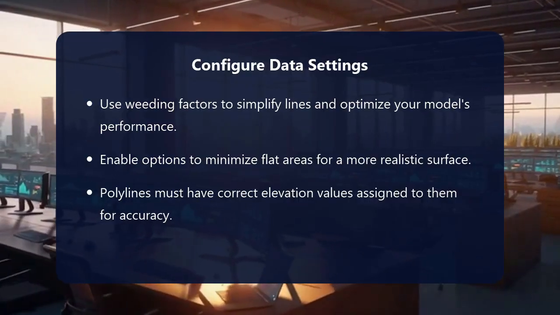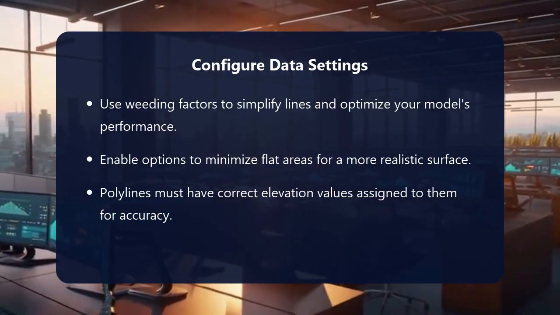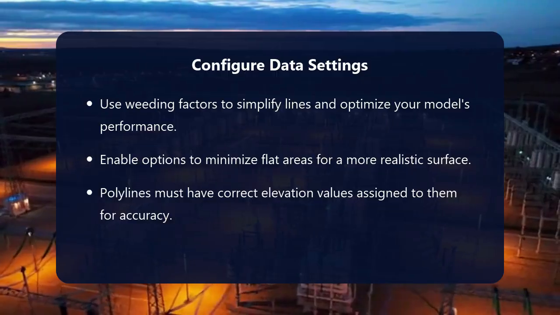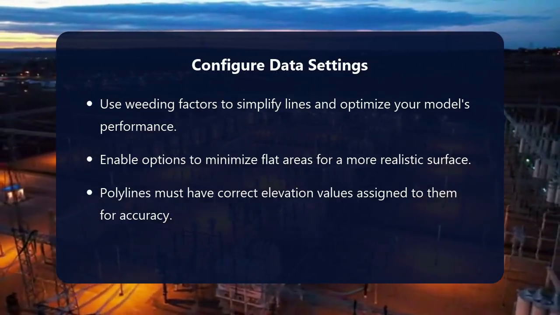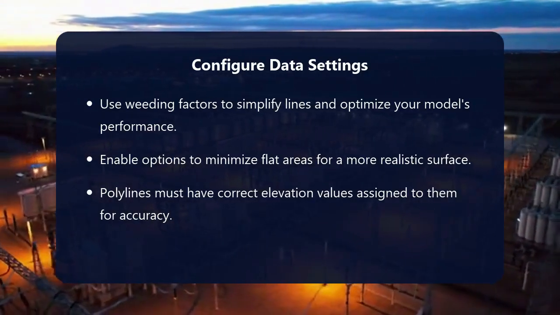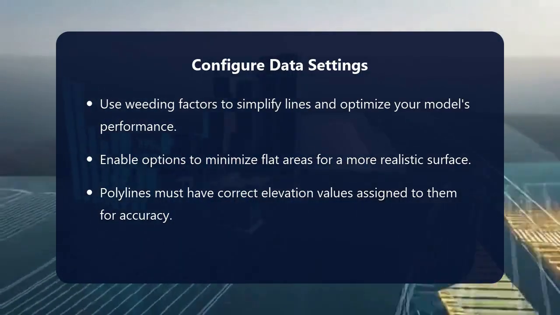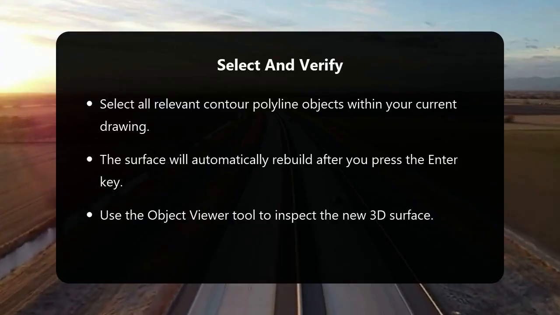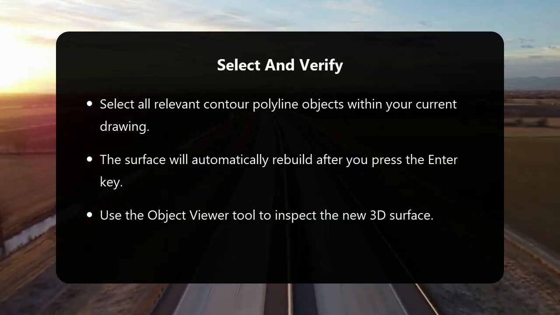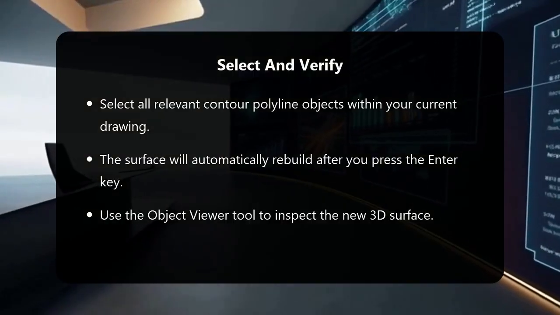Civil 3D will then close the dialog box and prompt you at the command line to select the objects. At this point, you will select all the polyline objects in your drawing that represent your contours. It is absolutely critical that these polylines have the correct elevation values assigned to them. If they are 2D polylines with a z-value of 0, your surface will be flat and incorrect. Once you have selected all the relevant contour polylines, press Enter. The software will process this information, and your surface will automatically rebuild. You should now see the contours appear on your surface if your chosen surface style is set to display them.